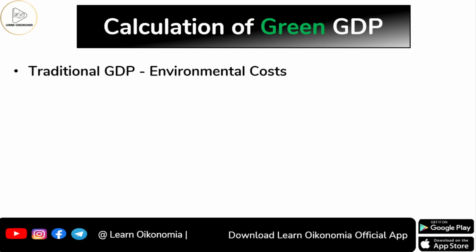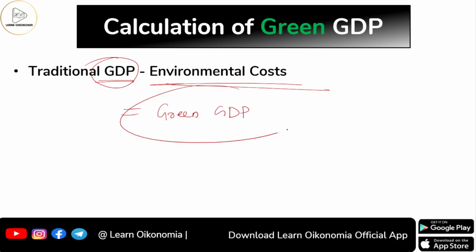Now, how can you compute green GDP? How can you calculate green GDP? The calculation of green GDP is actually something which is theoretically possible. Theoretically possible means if you have the figure of our traditional GDP, you just go for the environmental cost and subtract the environmental cost from the traditional GDP. When you do this, you will get the green GDP. So this is the theoretical idea of calculating green GDP. Now we will see how this has been possible in reality, to what extent we can attain this. We will see this.